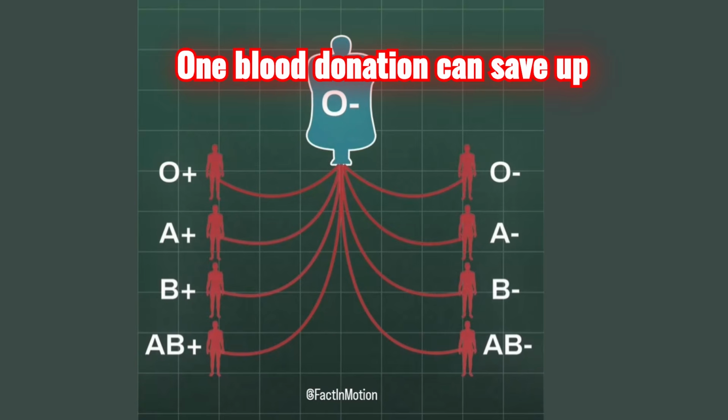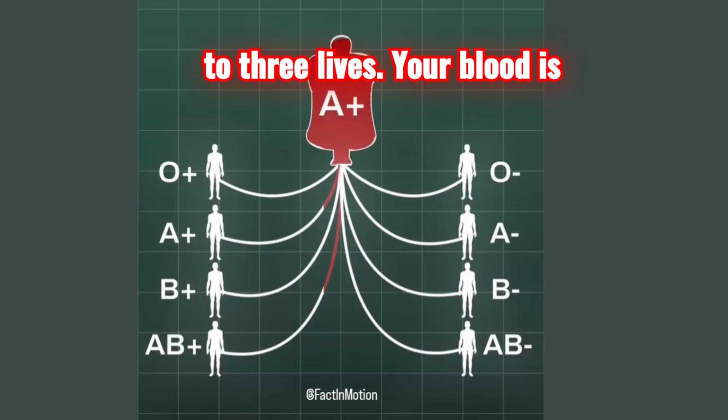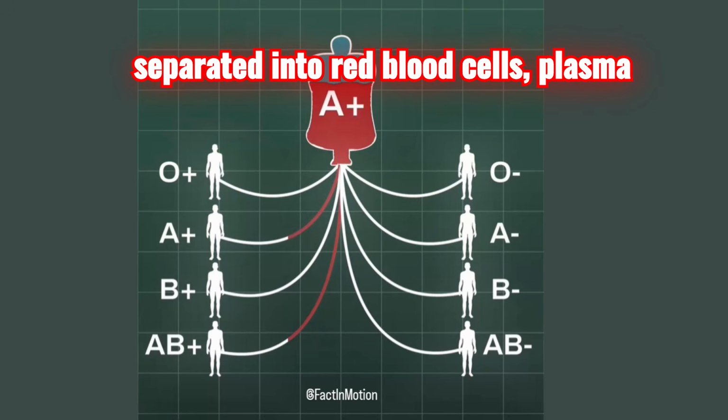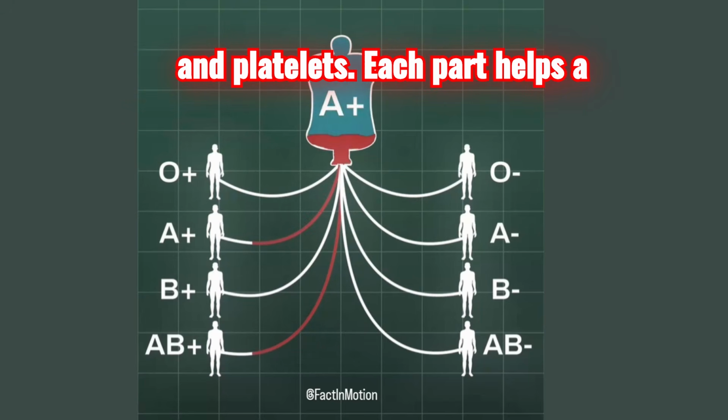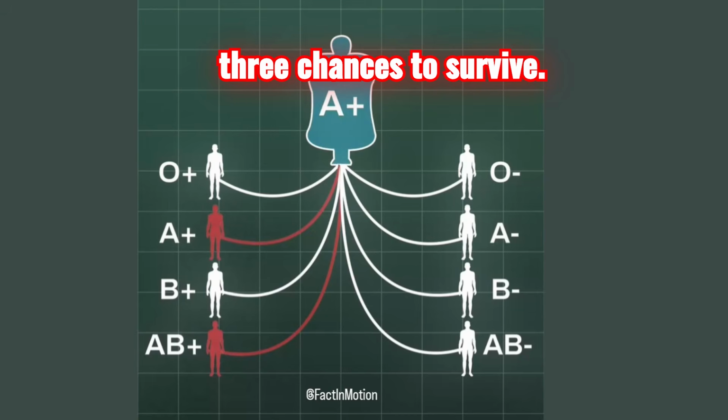One blood donation can save up to 3 lives. Your blood is separated into red blood cells, plasma, and platelets. Each part helps a different patient. One simple donation, 3 chances to survive.